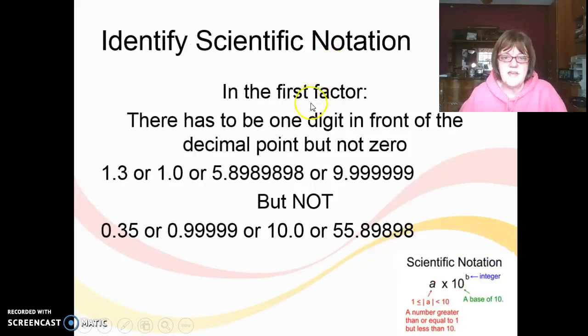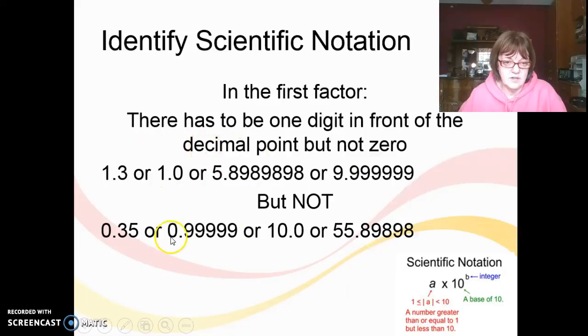So, let me say that again. The first factor has to be one digit in front of the decimal point, but not 0. So these are all good: 1.3, 1.0, 5.8989 or whatever, or even 9.99999. Those are all good first factors in a number that we're trying to figure out if it's scientific notation or not.